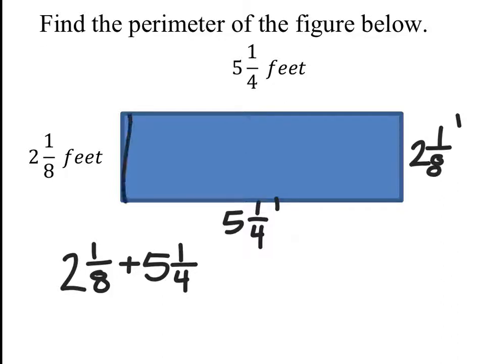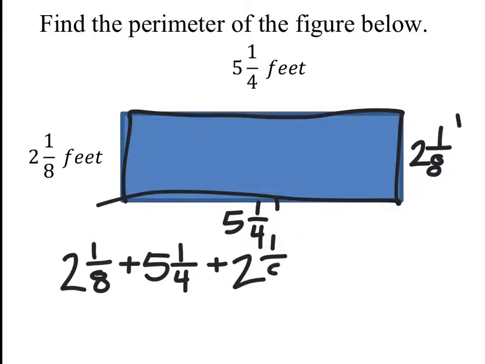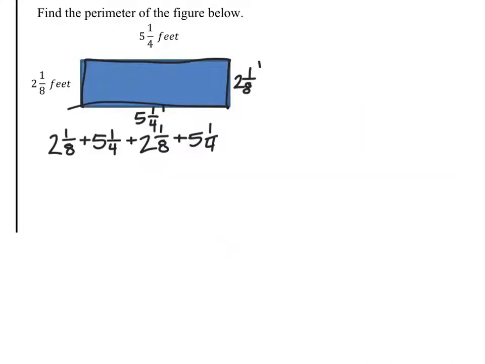The perimeter is all the way around the shape. Wasn't a very good drawing, but it'll still work. So I got to add another 2 1/8 with another 5 1/4. Now this is interesting. This comes out really nice. I'm going to use both methods on this. What I mean by that is I'm going to change these into improper fractions first.